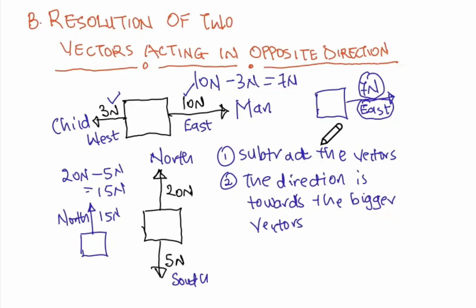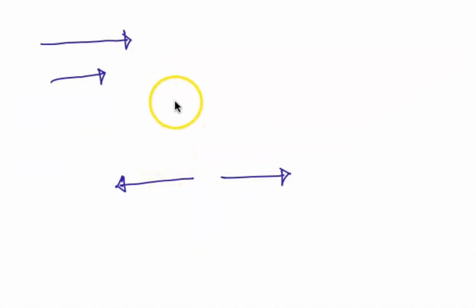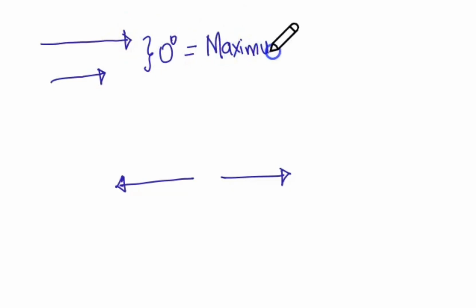So subtract the smaller vector from the bigger one, and then the direction will be towards the side of the bigger vector. In addition, when two vectors are acting in the same direction, the angle between them is said to be 0 degrees, and they will exhibit their maximum force in the case of forces. So they will exhibit what we call the maximum state. If it is forces, they will exhibit the maximum forces.